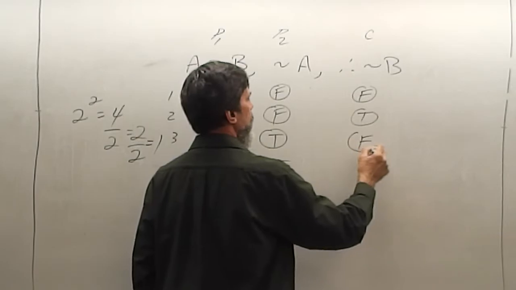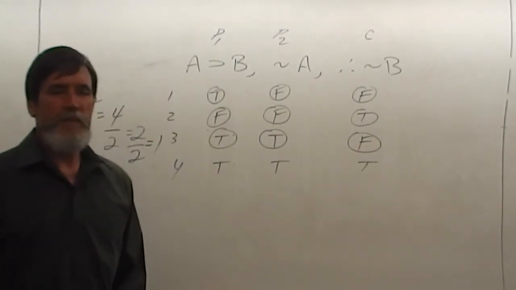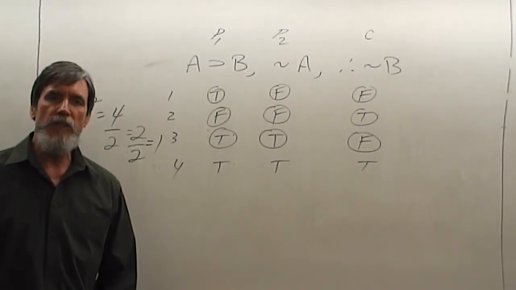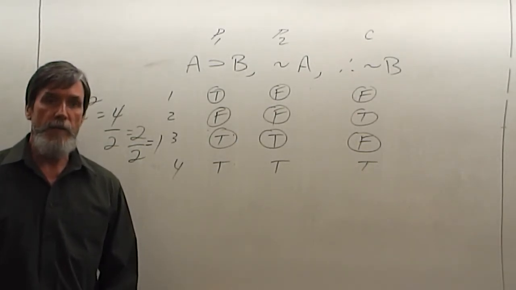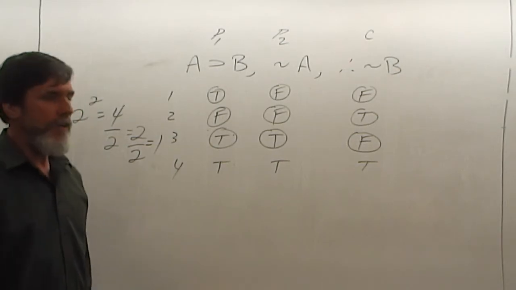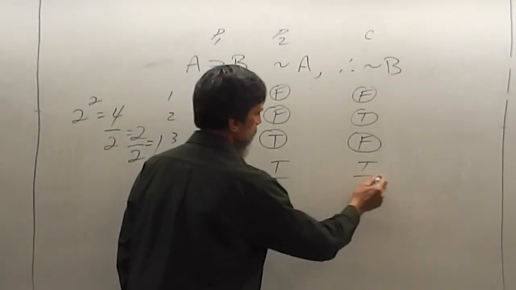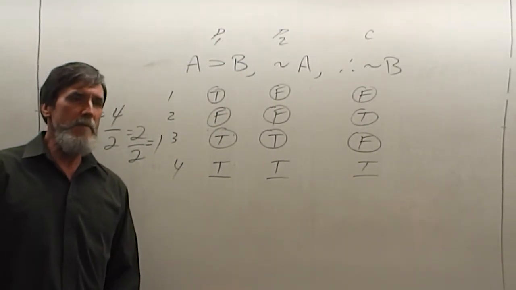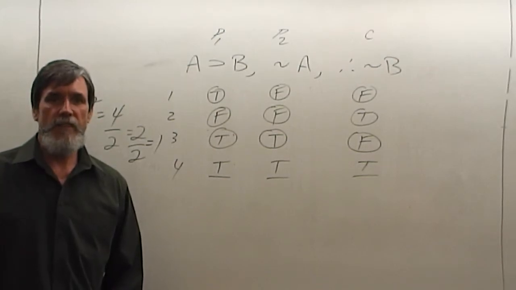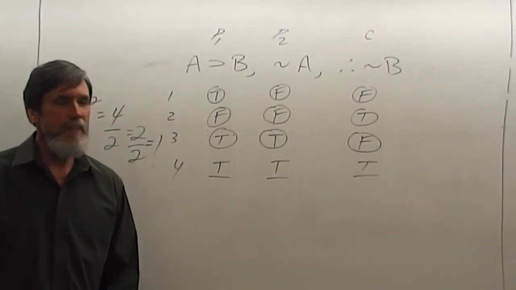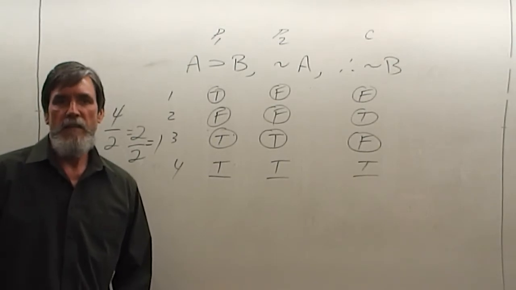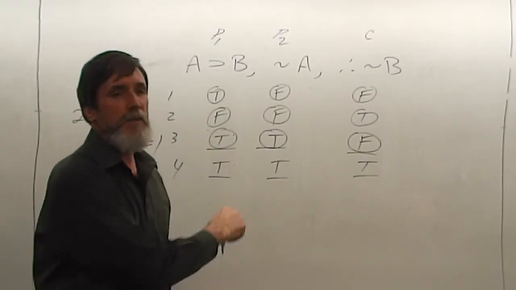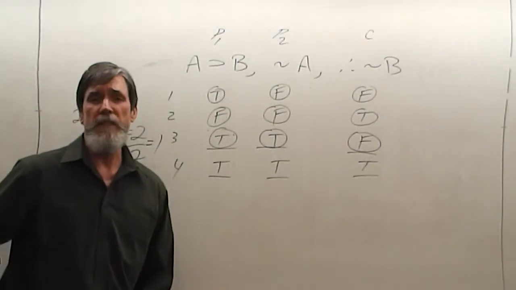An invalidating row. It is possible for an argument of this form to have true premises and a false conclusion. Therefore, it's an invalid argument form. Please notice, that doesn't mean anything. I mean, some students think that means it's valid, because everything is true. That's not what validity means. Validity means this is impossible. Since it's possible in this argument form, that argument form is invalid.